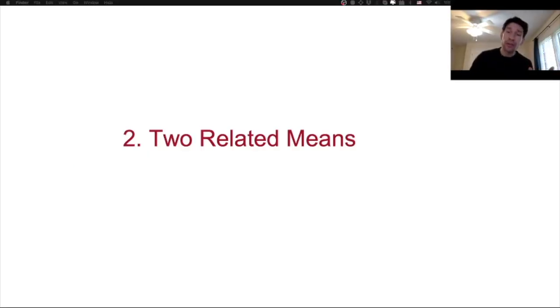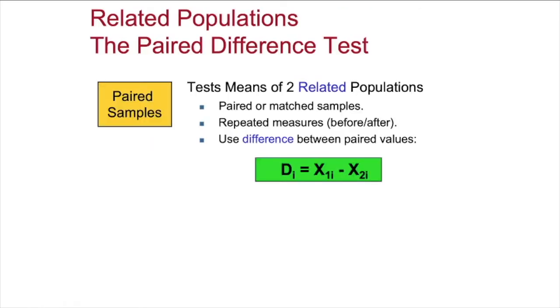Okay, so now that we've looked at how to compare two independent samples, now we're going to look at how to compare two related samples. So these will be tests for two related means instead of independent means. When we say we have related populations, what we mean is that the observations in the two samples can be paired. For example, let's say you collected data twice on the same individuals or items.